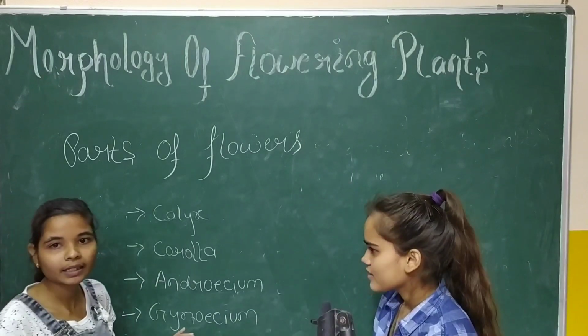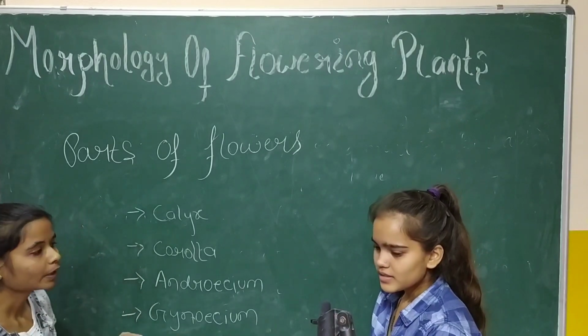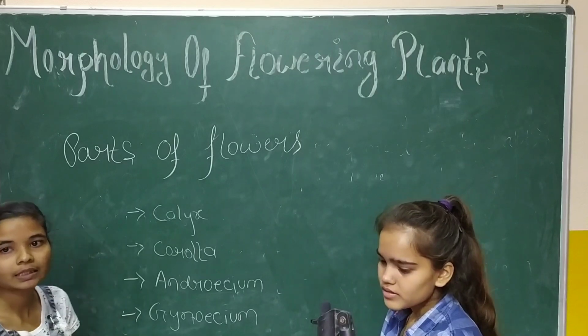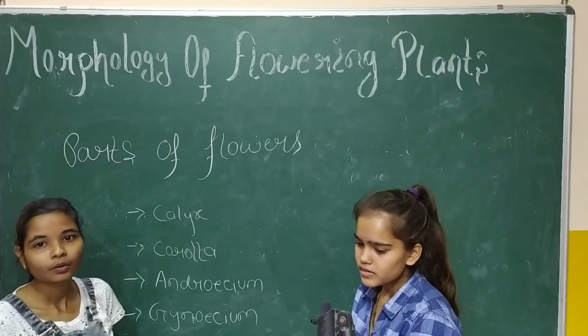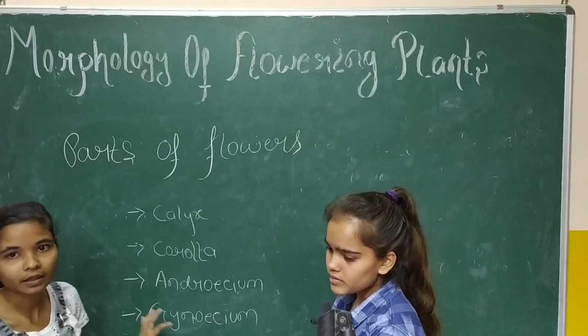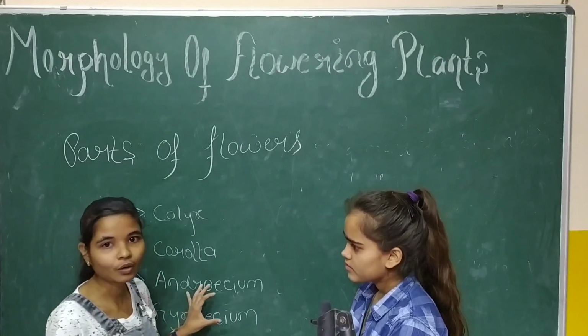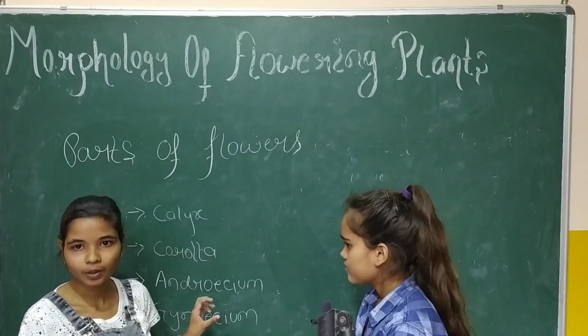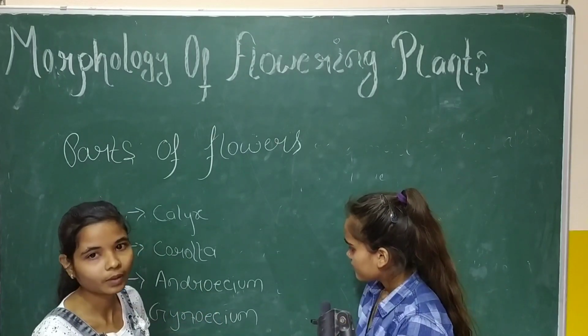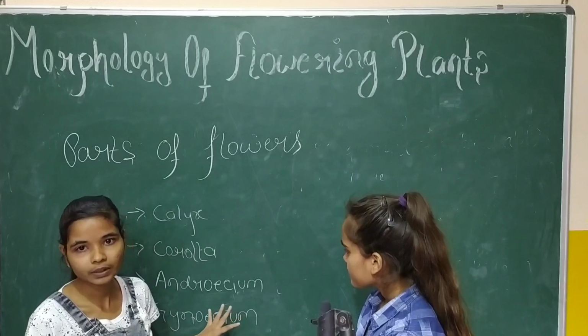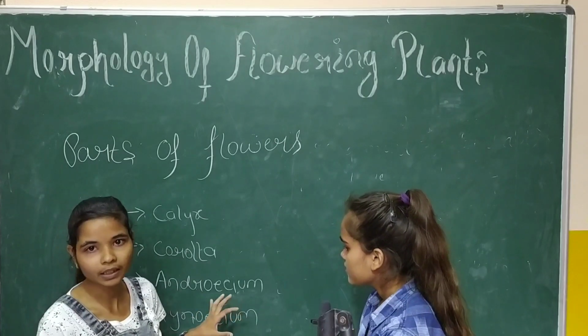Now the gynoecium, the female reproductive part, is composed of carpels. A carpel consists of three parts: style, stigma, and ovary. The ovary is the enlarged basal part, and above it there is a tube-like structure called the style, and above the style there is a structure called the stigma. The stigma usually receives pollen grains.